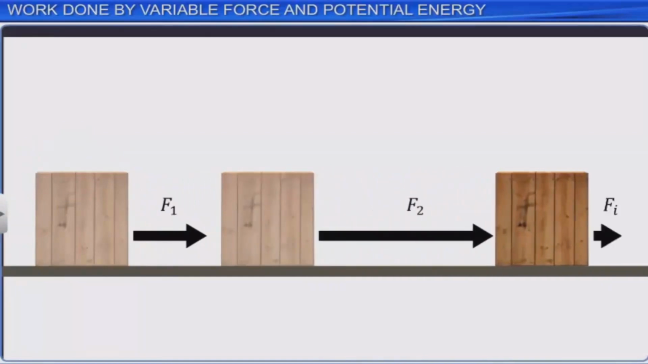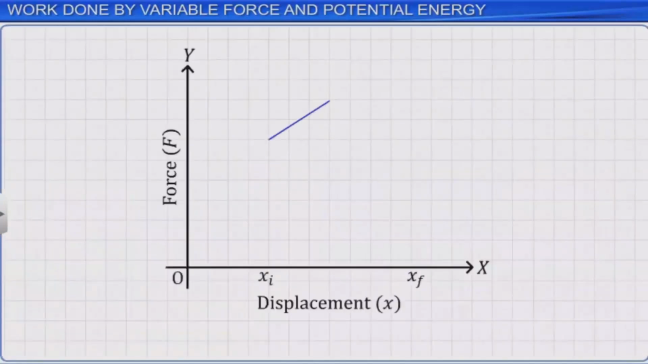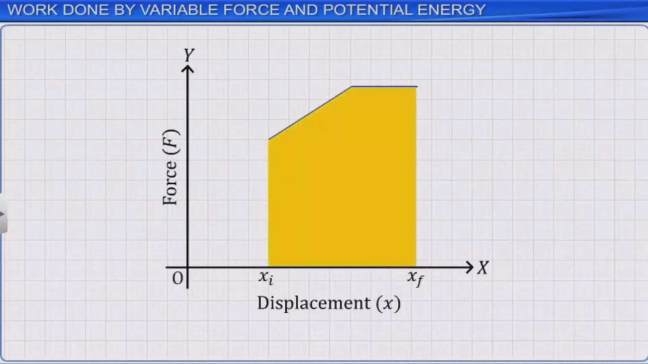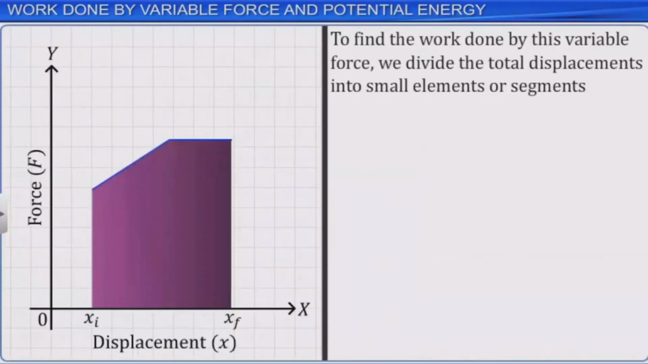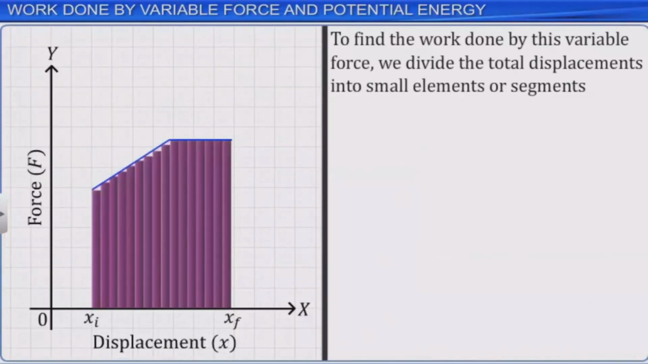Let us suppose that a body moves along the direction of a variable force acting on it. We then plot a graph of force F versus displacement x, which helps calculate the varying force with the displacement. The work done by the variable force can be found by calculating the area under the graph. To find the work done by this variable force, we divide the total displacement into n number of small elements or segments, delta x1, delta x2, delta x3, and so on till delta xn.